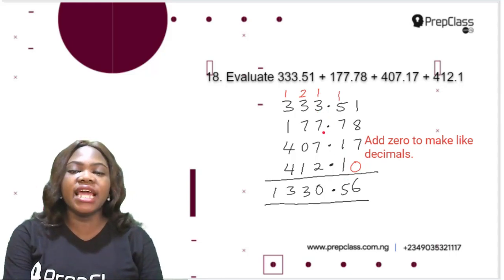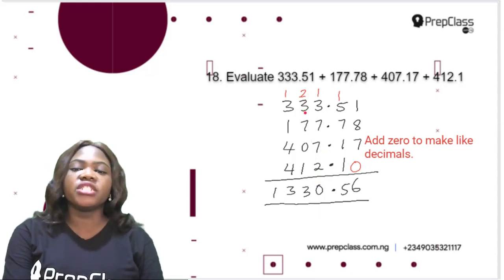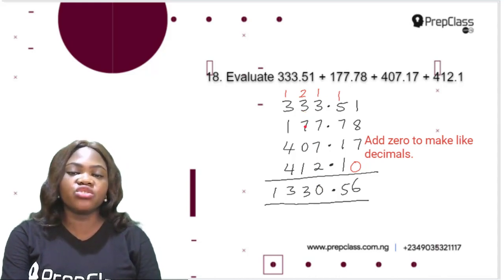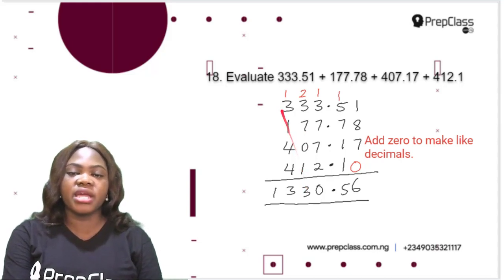4 plus 7 is 11. 11 plus 7 is 18. 18 plus 2 is 20. Write 0, carry 2. 2 plus 3 is 5. 5 plus 7 is 12. 12 plus 0 is 12. 12 plus 1 is 13. So write 3, carry 1.